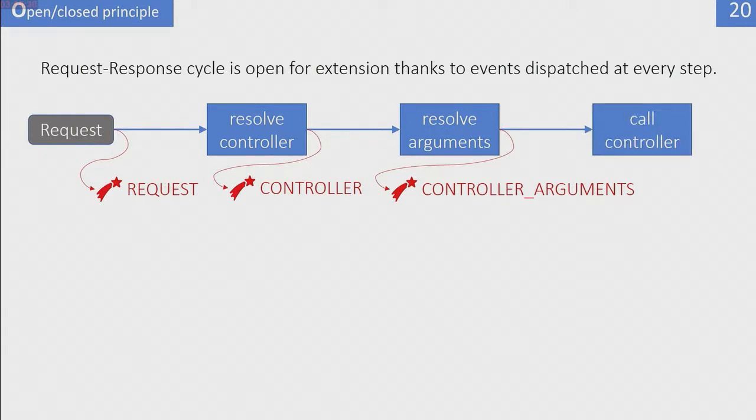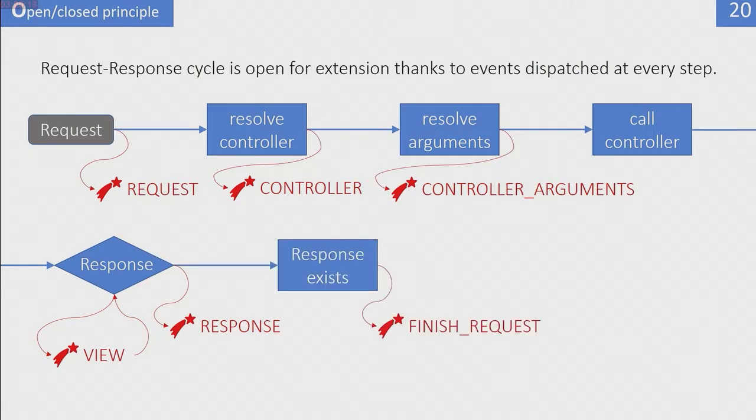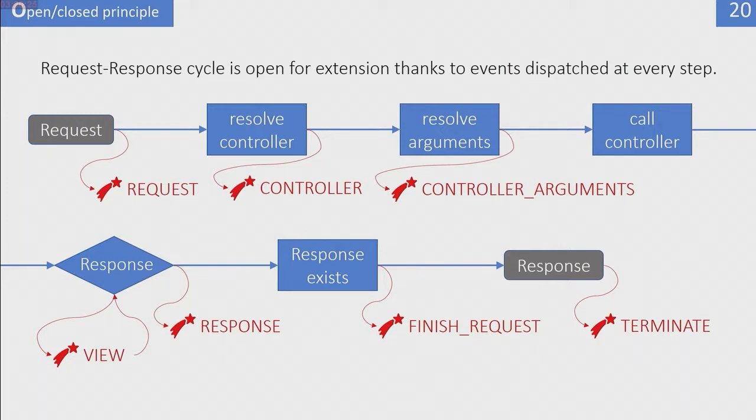Then your controller gets executed, and the handle function sees if it returned a response object. If it's not, it gives a chance to any other listener to convert what the controller returned to a valid HTTP response. Usually there is a template listener that defines a template and converts it to an HTTP response in the form of HTML, JSON, everything. After that, a response event is thrown, and any listener can modify this response. After that, before the response is sent to the client, the finish request event is dispatched, and after that, the terminate event is dispatched.